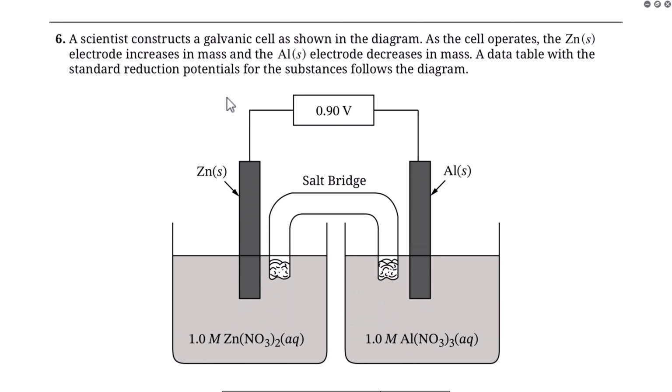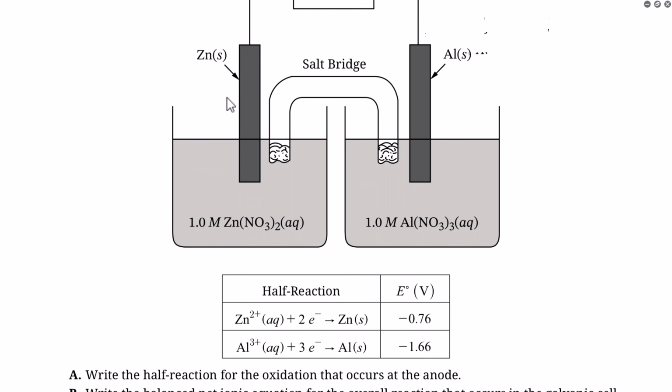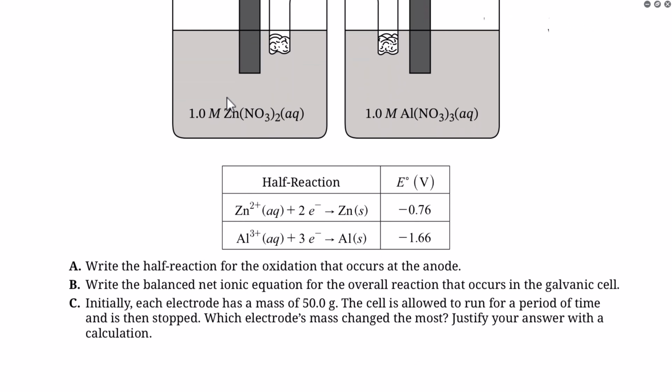A scientist constructs a galvanic cell as shown in the diagram. The cell operates, the zinc electrode increases in mass, and the aluminum electrode decreases in mass. A data table with the standard reduction potentials is shown down below. So we're given our voltage, which is nice.